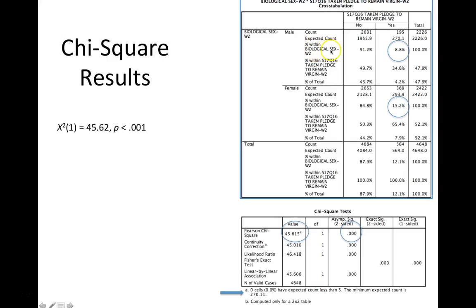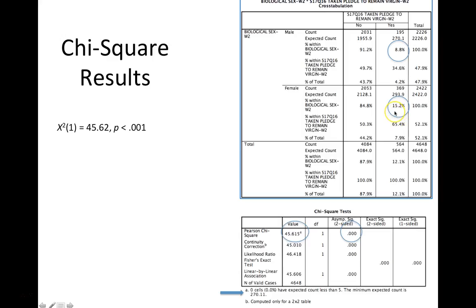But within biological sex, of all of the men, 8.8% of them took a purity pledge. And now we come down here and say the percent within biological sex. Of the women, 15.2% took a purity pledge. And so those percentages are fairly different from one another. What this chi-square of independence is doing is telling us if these two variables are independent of one another. And these are the percentages that we're interpreting.